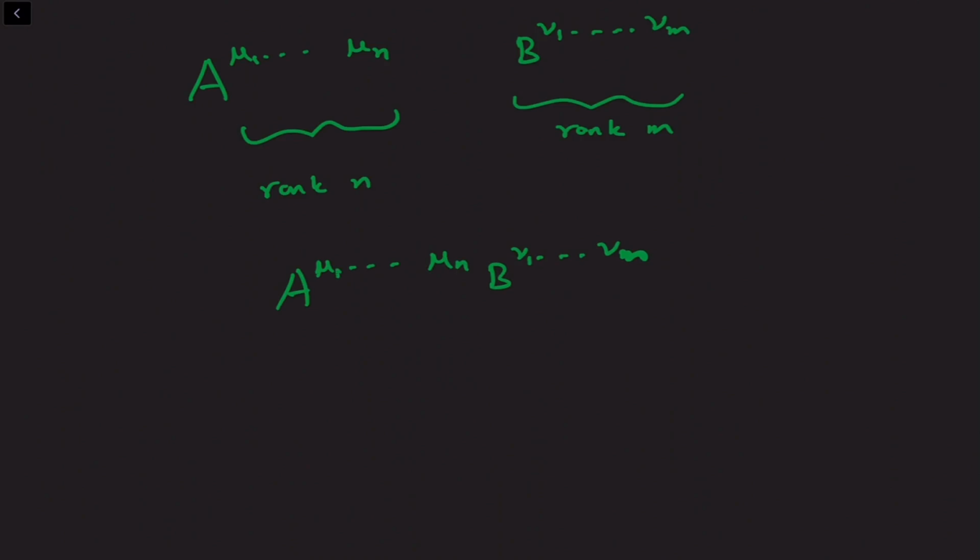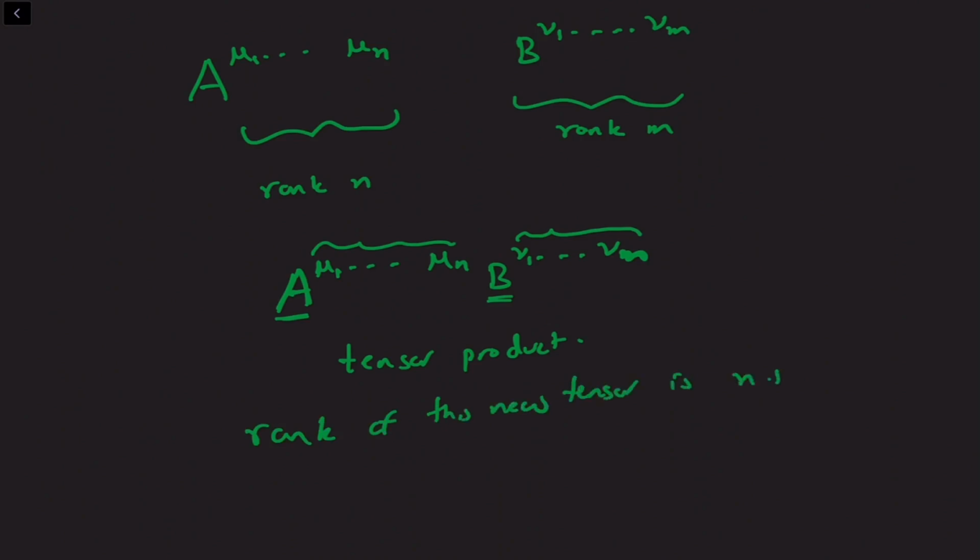Okay, so for each value of μ_1 through μ_n, we take the corresponding component of the tensor A. For each value of ν_1 through ν_m, we take the corresponding component of the tensor B. And this gives us what is called a tensor product. Okay, and we multiply these two numbers together, and that collection of objects is a tensor product. And you can easily see that the rank of this new tensor is n plus m. Okay, so this gives us some new object that transforms differently under Lorentz transformations. It transforms as a rank n plus m tensor.